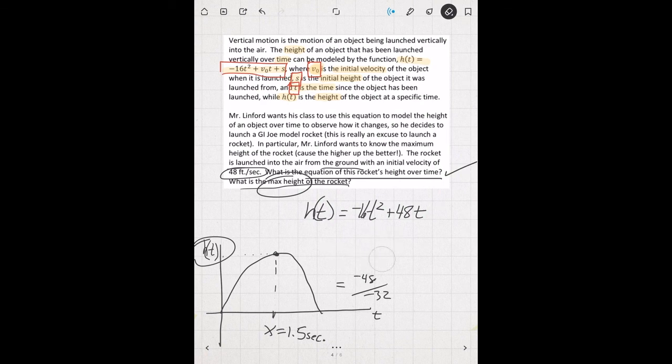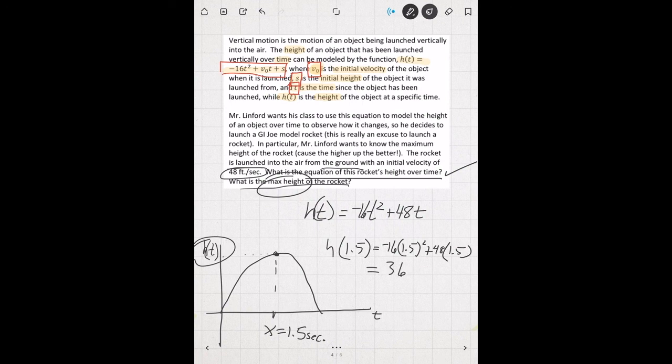All that we have to do is now plug this value in. Go ahead and plug in 1.5 for the function, and we'll see what we get. Negative 16 times 1.5 squared, and then we're going to add 48 times the 1.5. And I'm just going to check in my calculator. I'm going to take 1.5 and square it. I'm going to multiply that by negative 16, and I'm going to add whatever 48 times the 1.5 is going to be. And that turns out to just be 36.